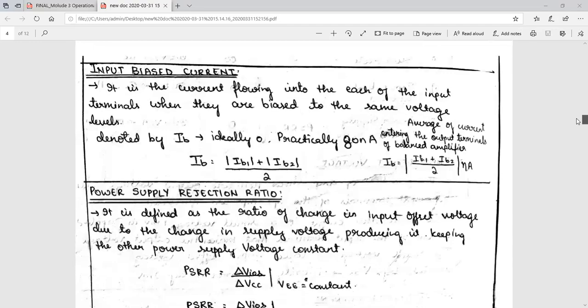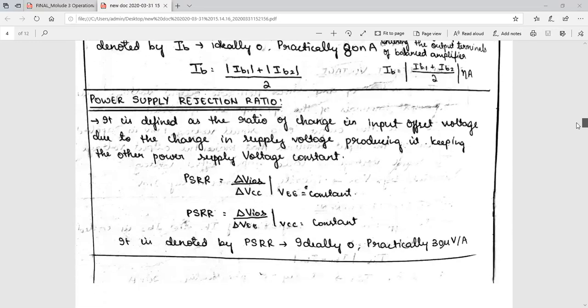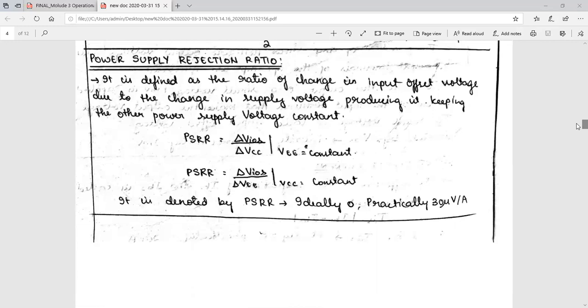Ahead, you've already seen input bias current. Now we'll move into the next parameter, that is power supply rejection ratio. We know that we have two power supplies, that is plus VCC and minus VEE. The power supply rejection ratio is defined as the ratio of change in the input offset voltage due to the change in the supply voltage producing it, keeping the other power supply constant.